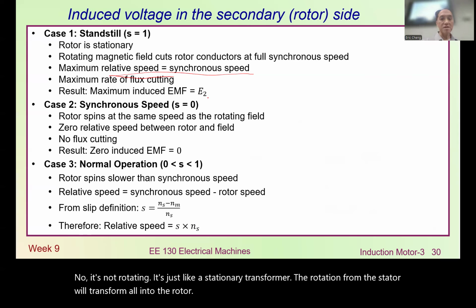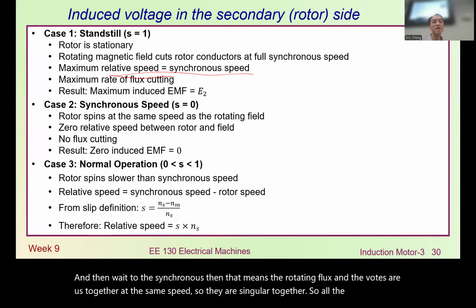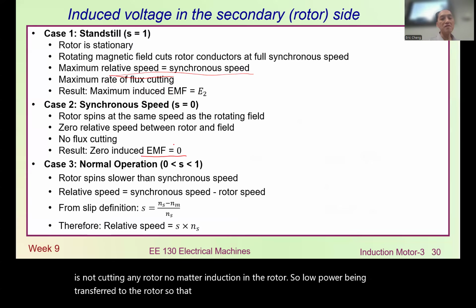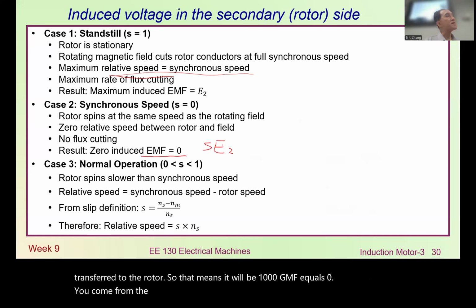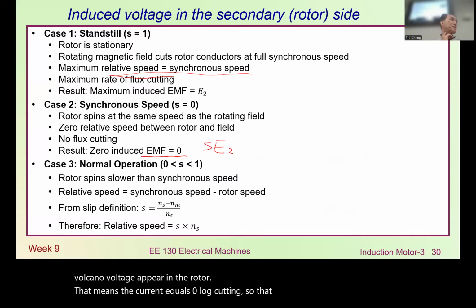And then right at synchronous speed, that means the rotating flux and the rotor are together at the same speed. So they are synchronized together. So the rotating flux is not cutting any rotor, no magnetic induction in the rotor, so no power is being transferred to the rotor. That means the resulting EMF will be equal to 0. From the formulation, you get S E2, S now equal to 0, no voltage induction, no voltage appears in the rotor. That means the current is equal to 0, no cutting. So that means induction becomes negligible here.